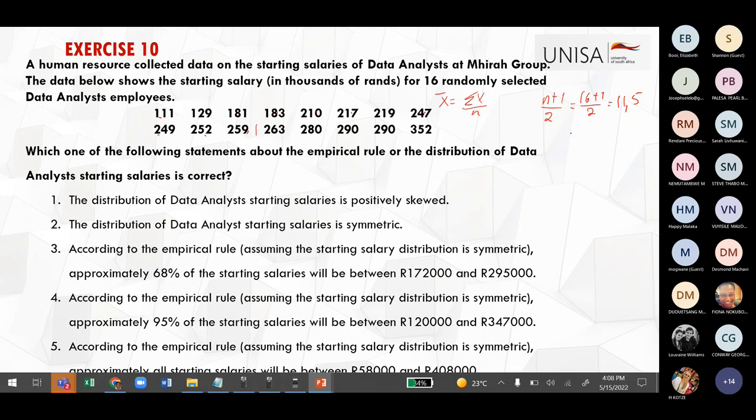So 17 divided by 2 is 11.5. 1, 2, 3, 4, 5, 6, 7, 8, 9, 10, 11.5. Sorry, I'm getting 8.5. Yes, I think so. 8.5. So 1, 2, 3, 4, 5, 6, 7, 8.5 is between 247 and 249. Makes it 248. Which is 248. Now let's calculate the mean. Whoever has calculated the mean.